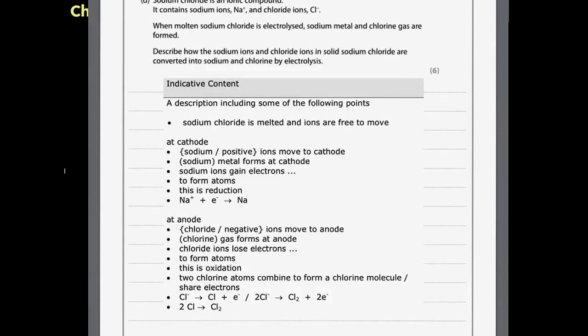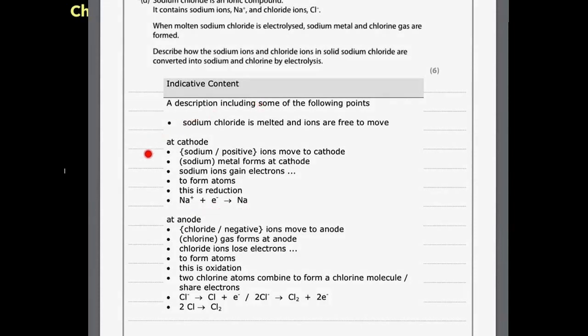Now this is taken straight from the mark scheme, because we want you to see exactly what you need to say for the 6 marks. Of course, these are only bullet pointed, but they would need to see it in full sentences. So the first thing, it says, sodium chloride is melted and ions are free to move. This is 1 point. Second point, you need to describe what happens at the cathode and what happens at the anode. So at the cathode, sodium ions are positive, so they move to the cathode. Sodium metal forms at the cathode. Sodium ions gain electrons to form atoms. This is reduction, and Na+ plus an electron is Na.